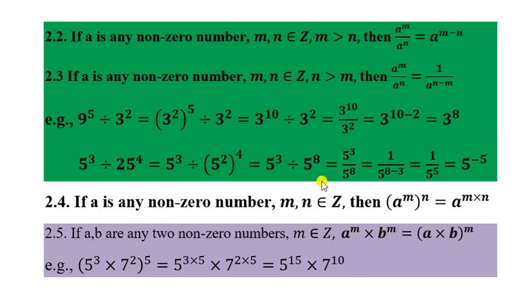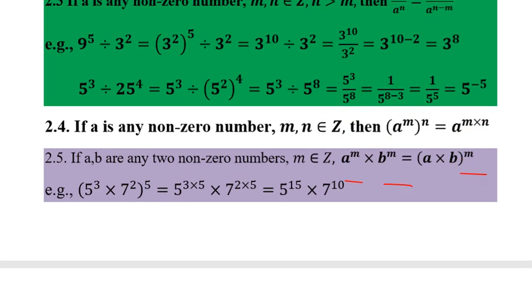Then again we'll write in the form of p by q. So if we write p by q, 5 to the power 3 by 5 to the power 8. Which one is the largest? 5 to the power 8 is the largest, and 5 to the power 8 is present in the denominator place, so we have to subtract from the denominator place. 1 by 5 to the power 8 minus 3. That means 1 by 5 to the power 5. You can write it in negative form also, 5 to the power minus 5. Okay, so in this way you have to solve.